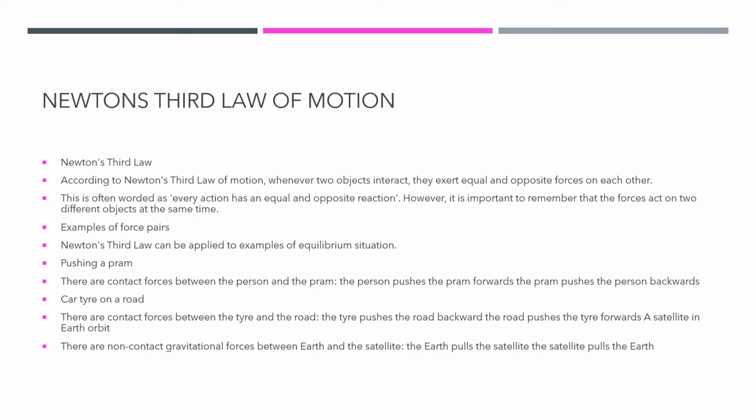Satellite and the Earth. Another example of this is a satellite in Earth orbit. There are non-contact gravitational forces between Earth and the satellite. The Earth pulls the satellite and the satellite pulls the Earth.